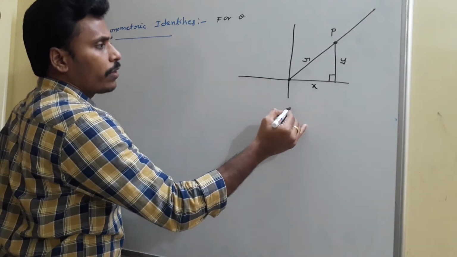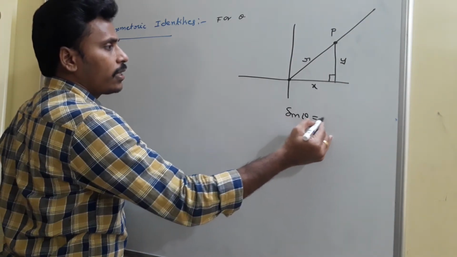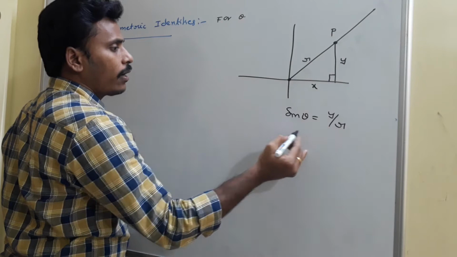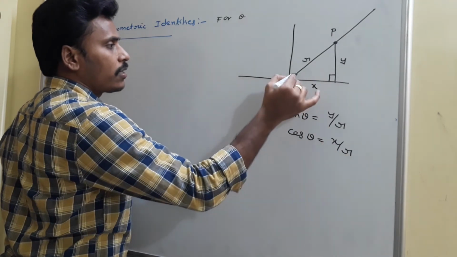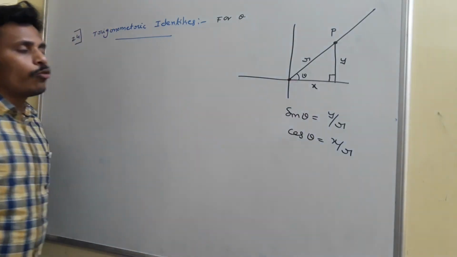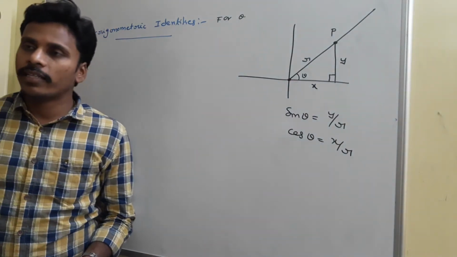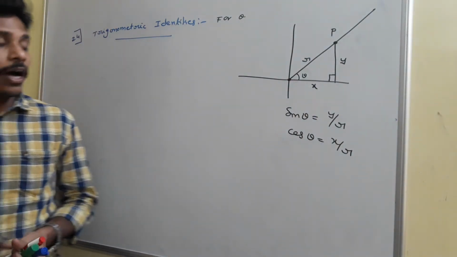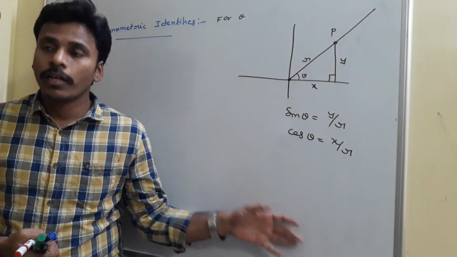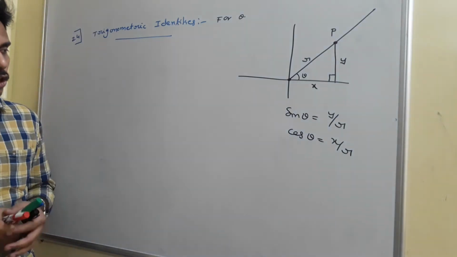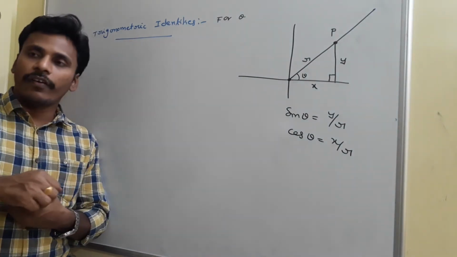And now from this diagram, sin theta is equal to y by r, cos theta is equal to x by r. This is theta, okay? And similarly you may say that tan theta is y by x, cosecant theta is r by y, and secant theta is r by x, and everything, right? Is it clear?